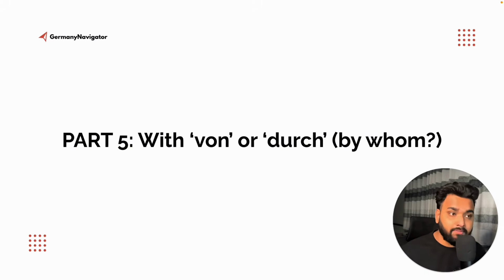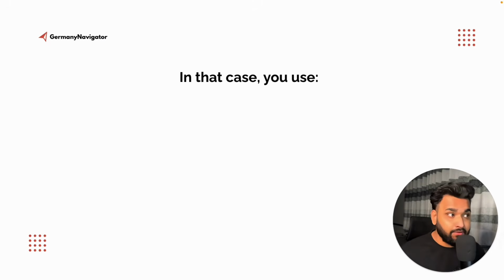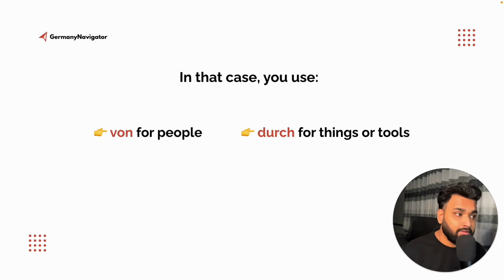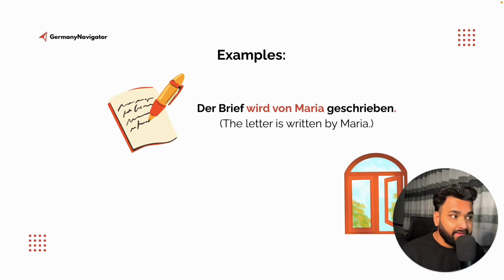Now let's continue with part 5 of this video, which is von or durch, by whom. Sometimes you do want to mention who is doing the action. In that case, you use von for people and durch for things or tools. Let's see some examples. Der Brief wird von Maria geschrieben. That means the letter is written by Maria, with von Maria.